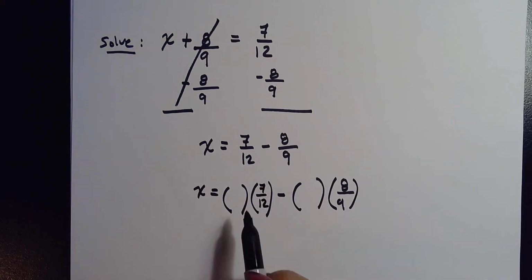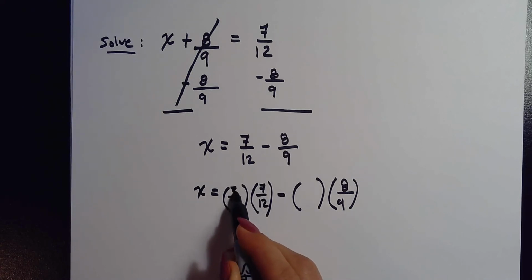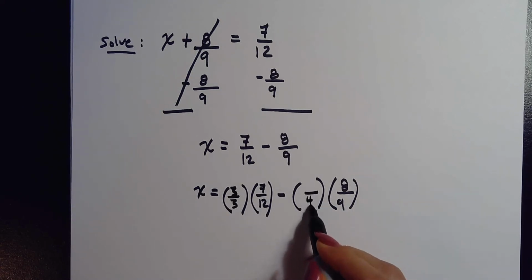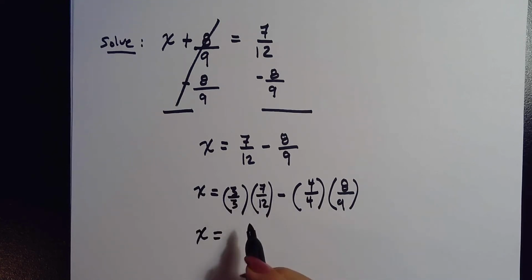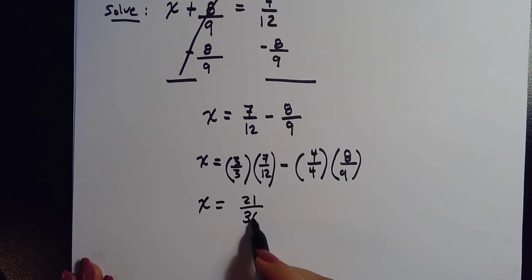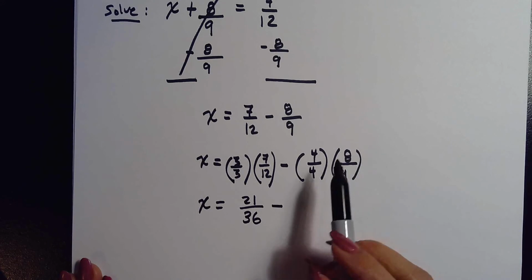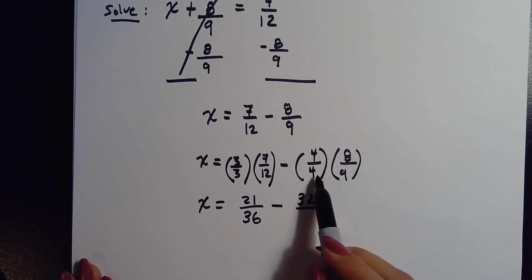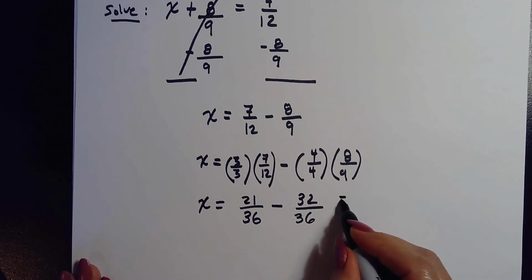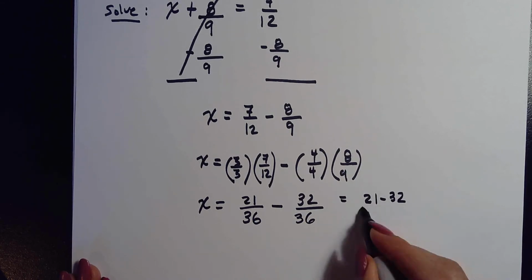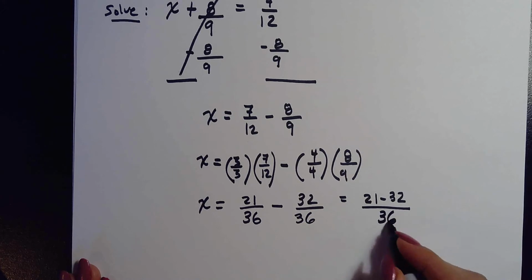So we're going to multiply the first one by 3 to get the 36, and the second one by 4 to get 36. So this is going to be x equals 3 times 7 equals 21, 3 times 12 equals 36, minus 4 times 8 equals 32, and then 4 times 9 equals 36, right? Now we have the same denominator, which is what we needed. So now we can write 21 minus 32 for the numerator and 36 for the denominator.